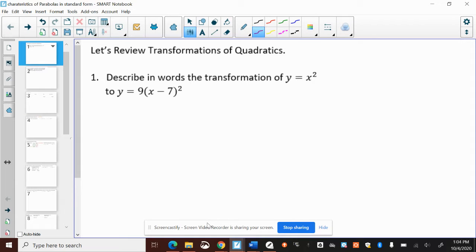Right, hello everybody. Let's start by reviewing some things that we did in previous classes. Describe in words the transformation of the quadratic I have below. So first thing we want to do is look for a reflection. Since there's a plus out here, there is no reflection.